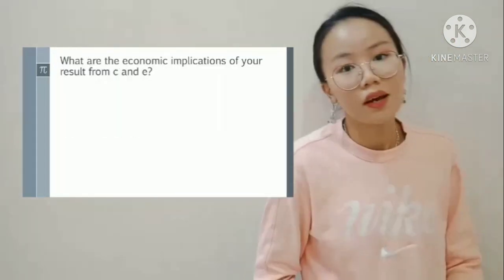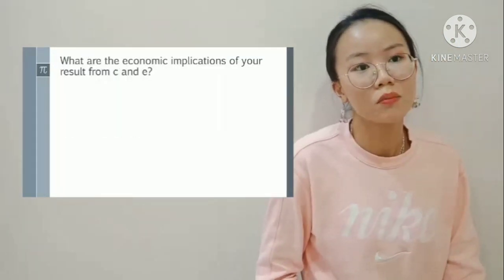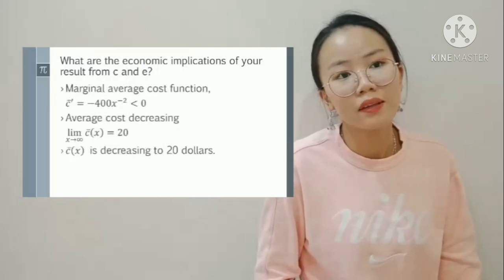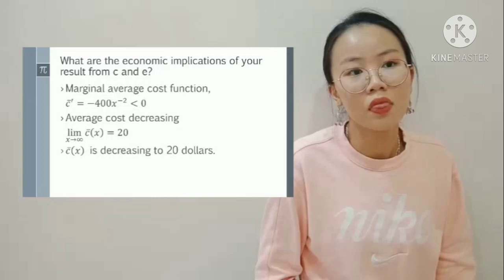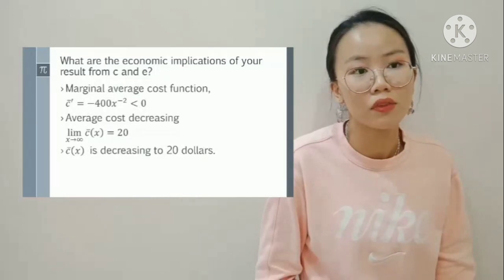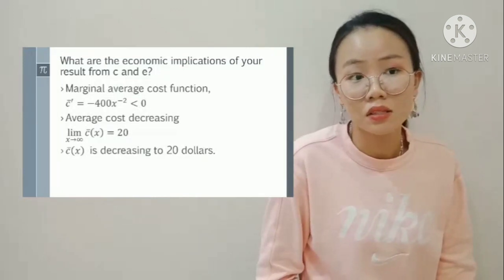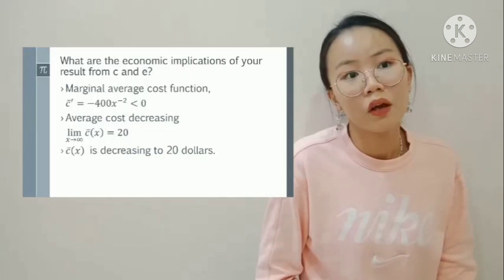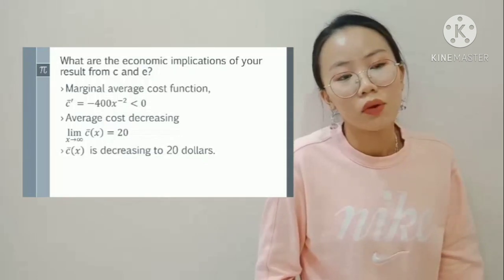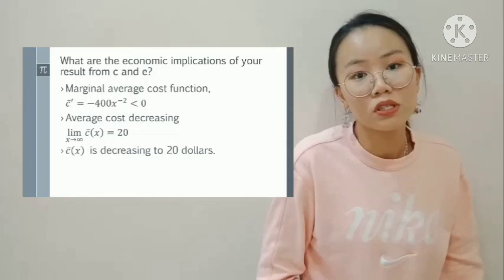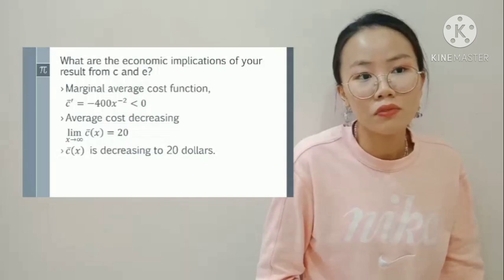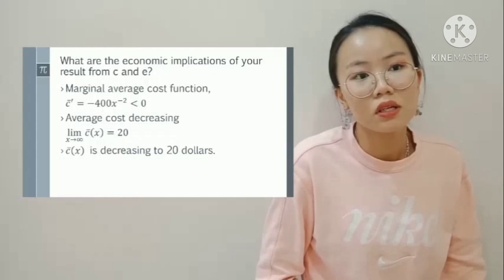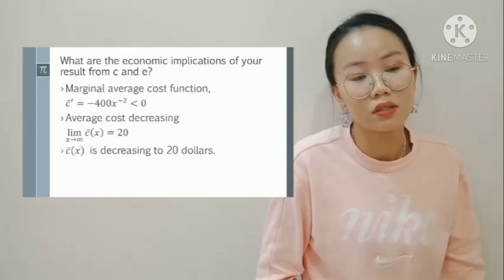For the last question, question F, what are the economic implications of our result from C and E? From part E, we get that the marginal average cost function is -400x to the power of -2. It is less than 0. So the average cost is decreasing. From part C, we get that as x approaches infinity, the average cost function approaches $20. So the average cost is decreasing to $20.